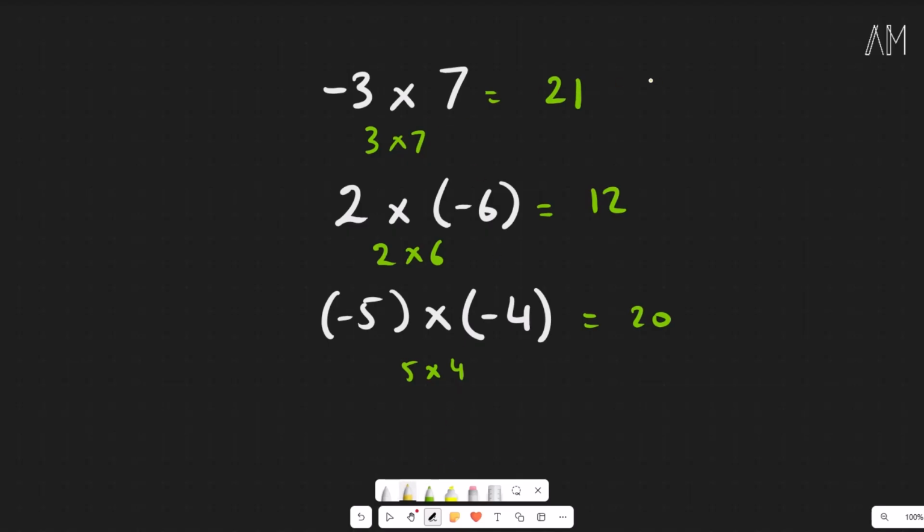Now, to know if at the end of the day it's positive or negative, ask yourself: if they have the same signs, it means at the end it will be positive. And if they have different signs, it means at the end the sign will become negative.